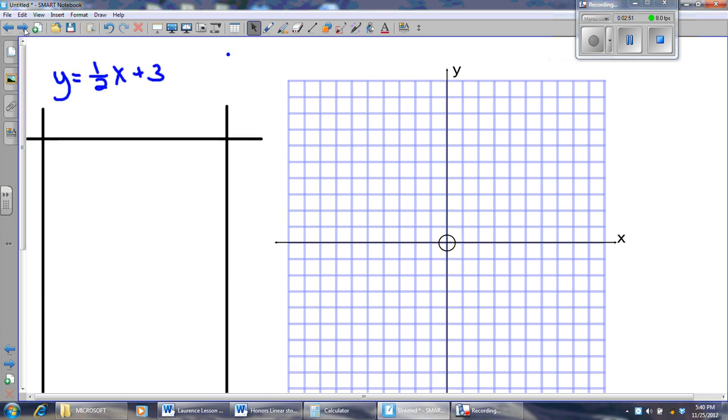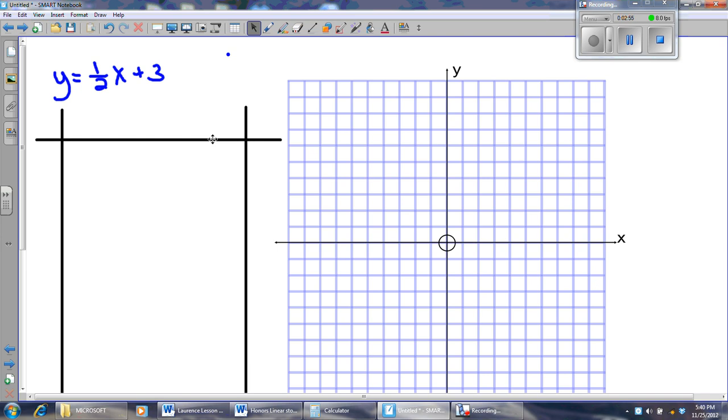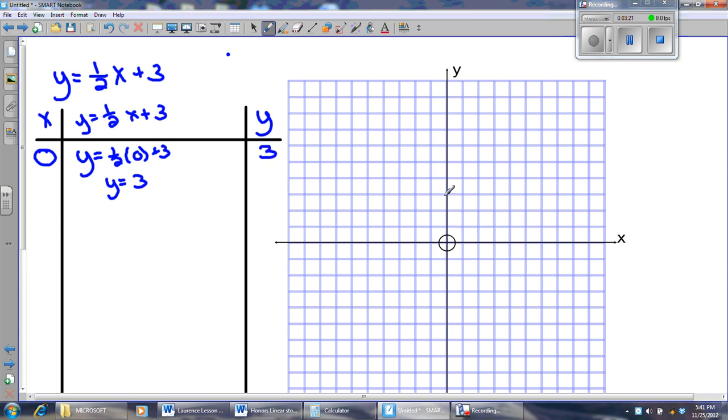Okay, let's go through one more example. Actually, 2 more examples. Here's another one: y equals 1/2 x plus 3. Now, I love to put x and then y equals 1/2 x plus 3 and then y. And again, I love to put 0 in for x. And when I do that, I get y equals 1/2 times 0 plus 3, which will simplify down to y equals 3. So 0, 1, 2, 3, right there.